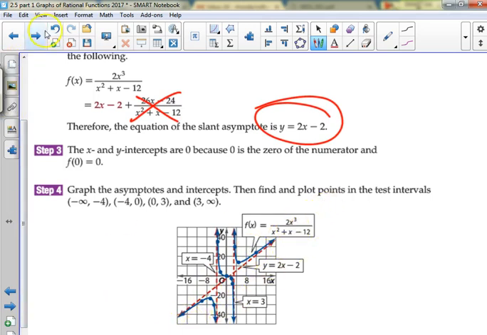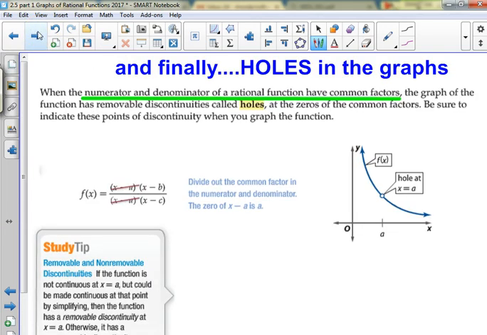Do you see? All right, now we're finally getting to holes. We don't have much time left. All right, a hole in the graph is when a numerator and denominator have a common factor. Okay?